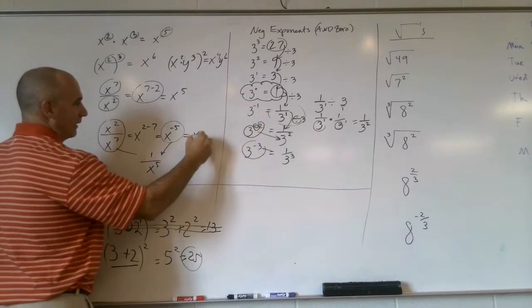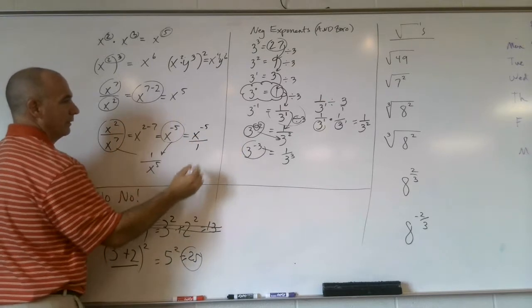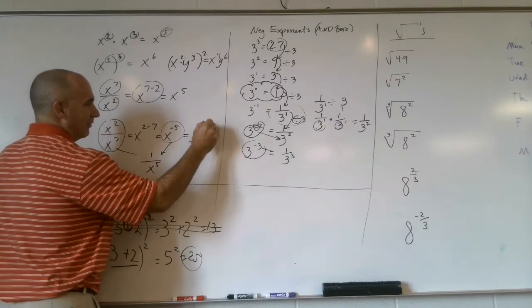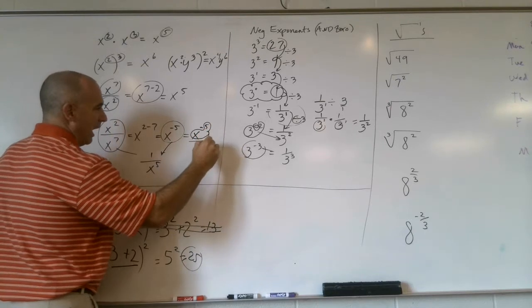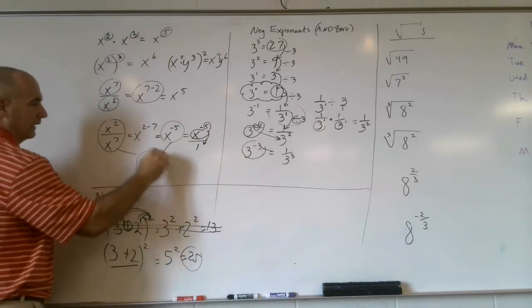Isn't this just the same thing as x to the negative 5th power over 1? Which means that negative exponent is telling us put all of this down. And that's why it ends up equaling this.